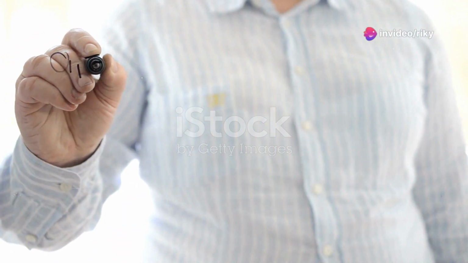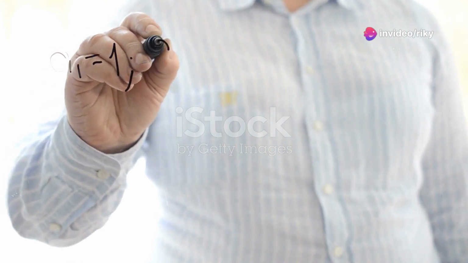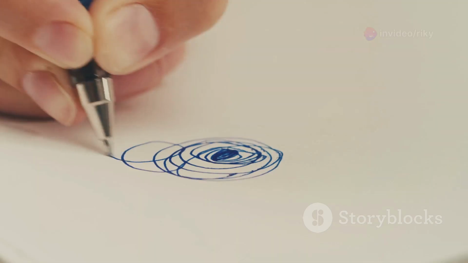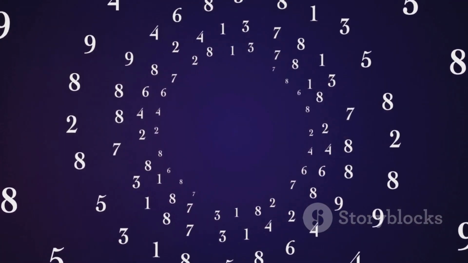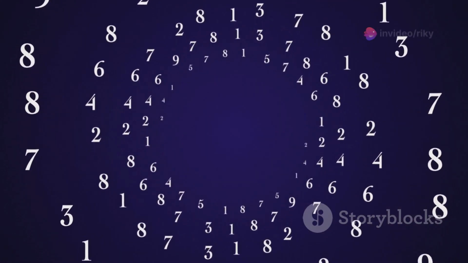The Fibonacci sequence is a series of numbers with a simple rule. You start with 0 and 1. Then each number is the sum of the two before it, so it goes 0, 1, 1, 2, 3, 5, 8, 13, and so on.